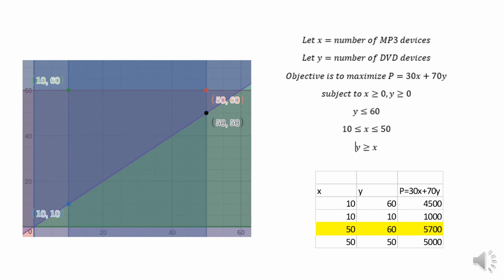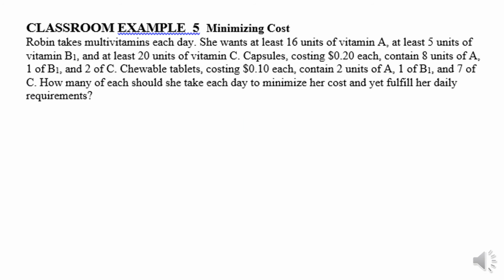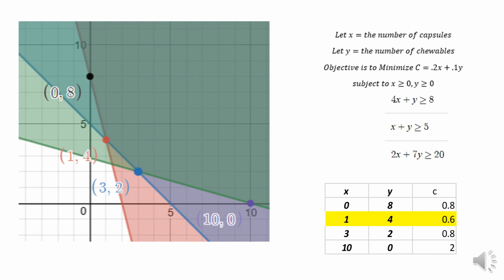Sometimes we also will do minimization problems. Here's an example of that. Please pause the video, read this, graph it, and try to solve it. And I'll return in a moment and we'll see how you do. Let's see how you did.